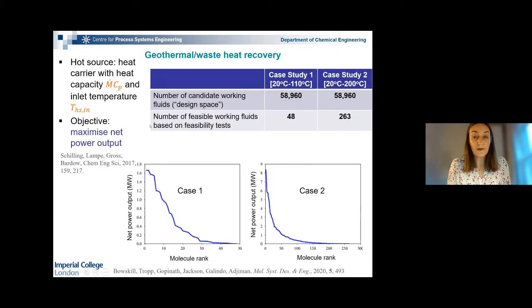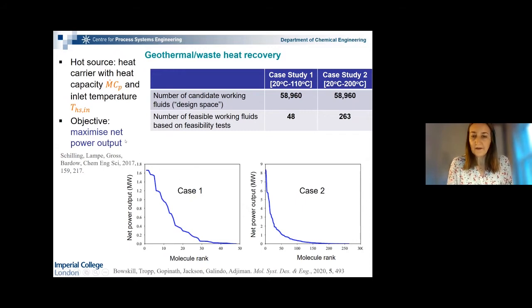Okay, so to look at some examples of how we've been able to solve these problems and what the challenges are here. We started in all cases with a very large design space that contains a number of groups that we can combine to make nearly 59,000 different molecules. And so we looked at different case studies that have different temperature ranges for the sources that we've got. So for example, a fairly narrow range here of 20 to 110 degrees or a wider range of 20 to 200 degrees, you can see that that has a big impact on the number of molecules that are feasible as fluids. Only 48 in this narrow case and 263 in this case here. So you can imagine that we would have many failures if we didn't take into account the fact that we may have fluids that are unsuitable in this large design space.